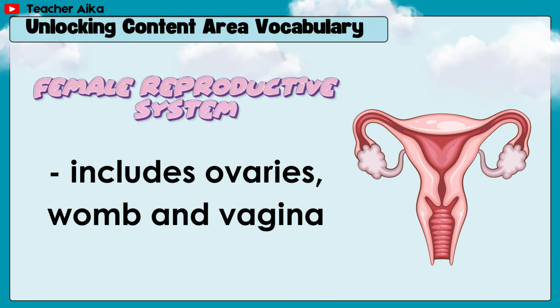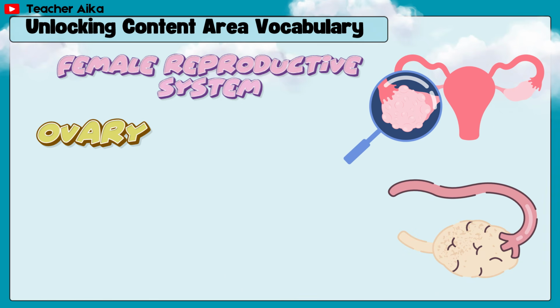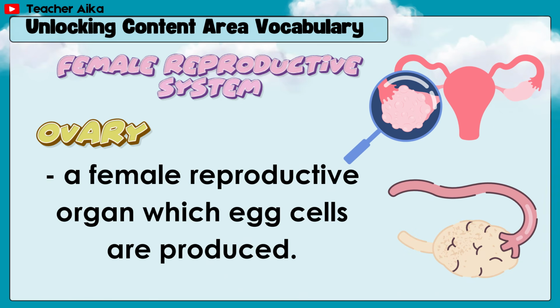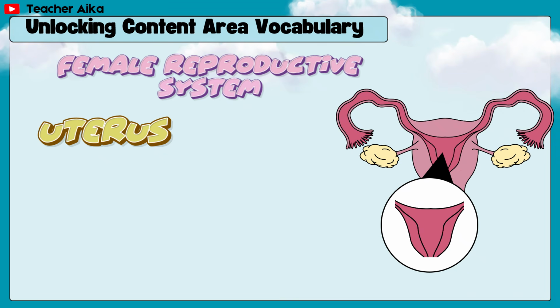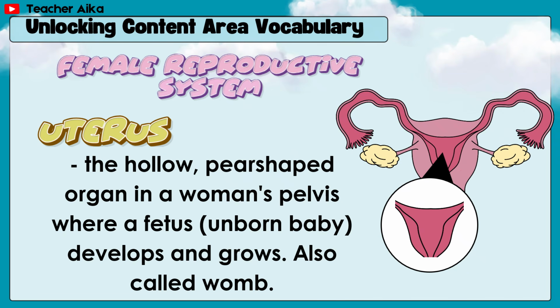Female reproductive system includes ovaries, womb, and vagina. Ovary, a female reproductive organ in which egg cells are produced. Uterus, the hollow, pear-shaped organ in a woman's pelvis where a fetus or unborn baby develops and grows, also called womb.